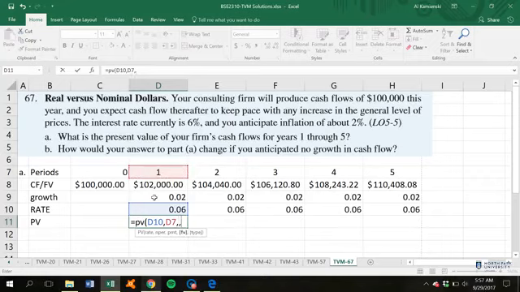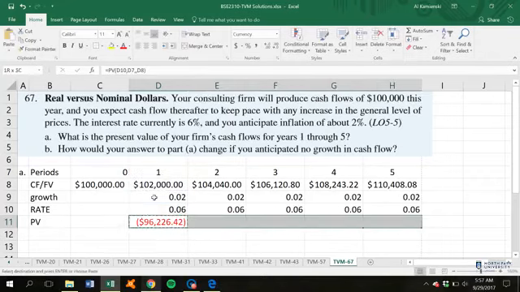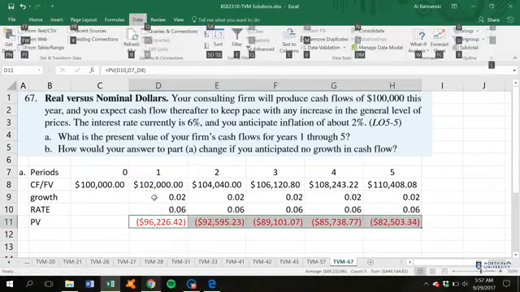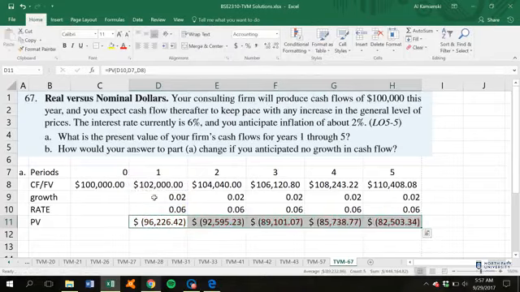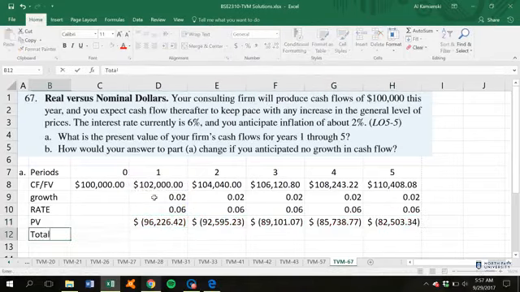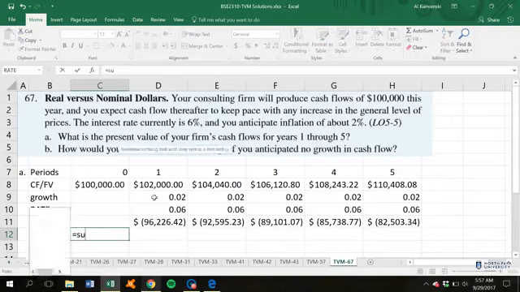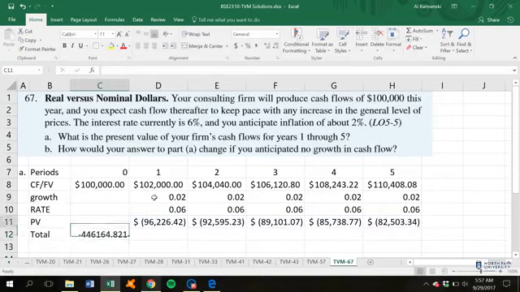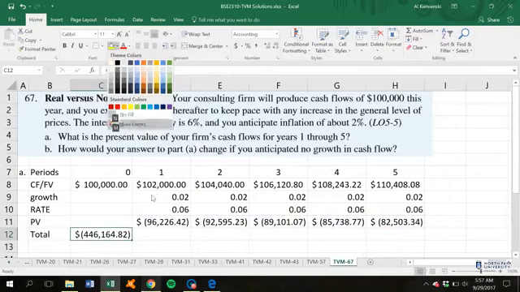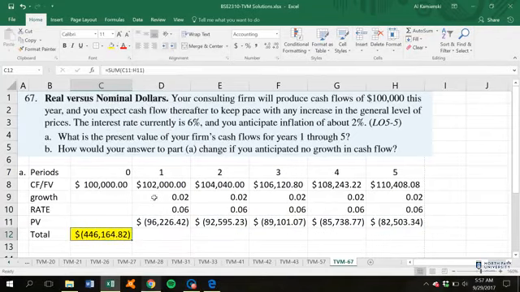No payment, but we do have a future value of $102,000. Copy and paste that across. Make them nice little numbers. And then if we were to total them up, then the present value of our cash flows would be about $446,000. And notice it is a negative because, once again, when we have those future values in as positives, that's what Excel is going to return to us.